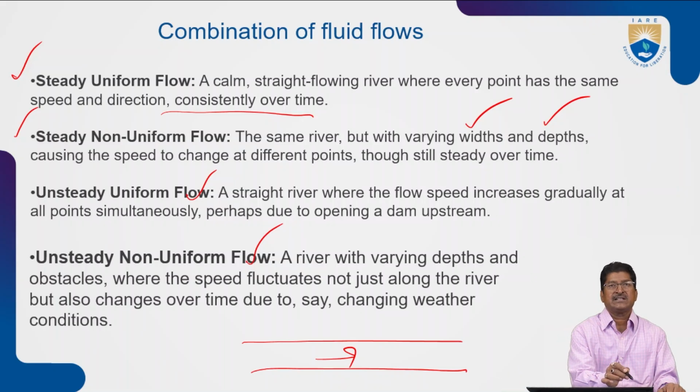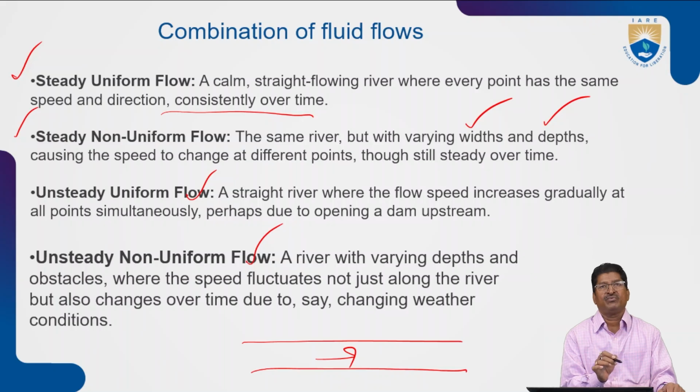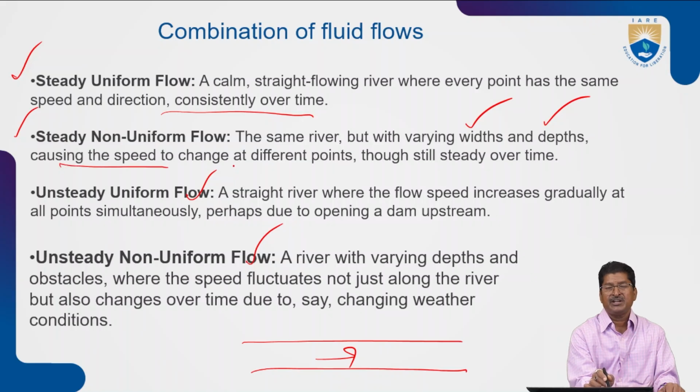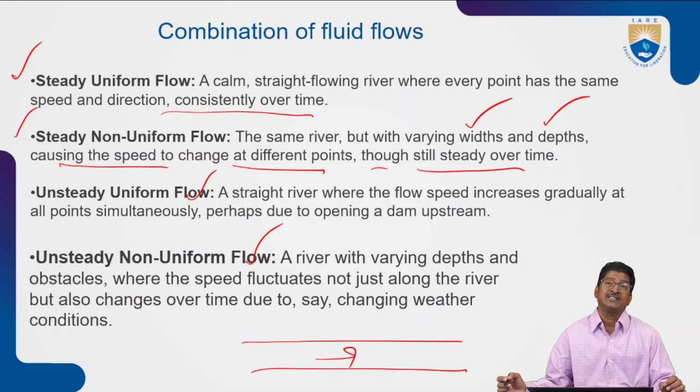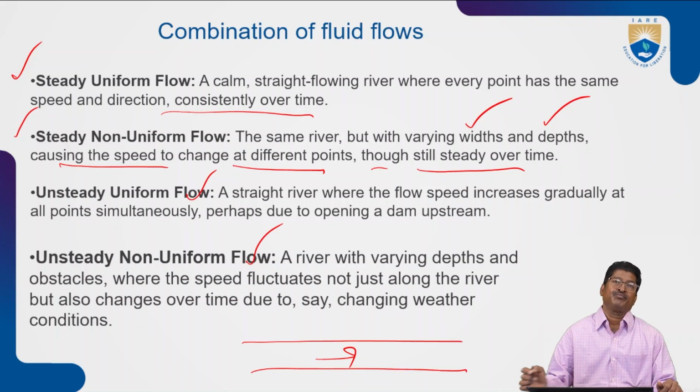So in steady non-uniform flow, the same river has varying widths and depths, causing the speed to change at different points, though still steady over time. So velocity is not changing over time, but it is changing over space, at different locations. That is the steady non-uniform.